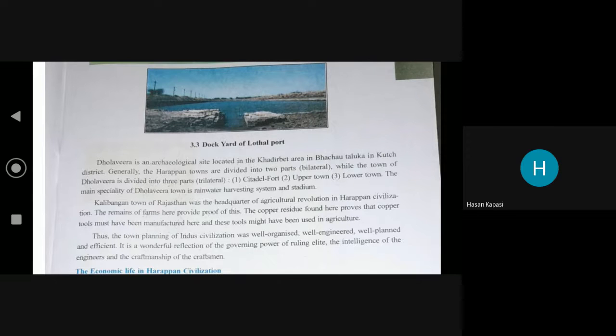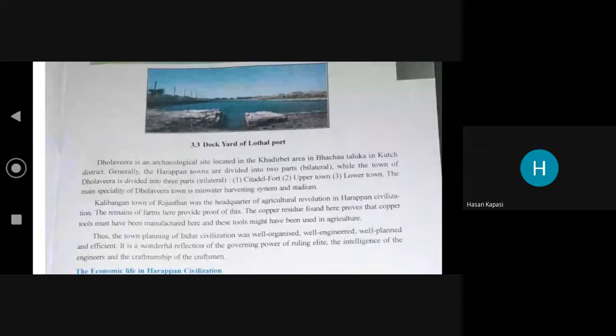First, the citadel fort, where the grains are stored on a height like a platform, right? So that there is a fall, it does not get wet. Then the upper town and the lower town. The main specialty of Dholavira town is rainwater harvesting system and a stadium.